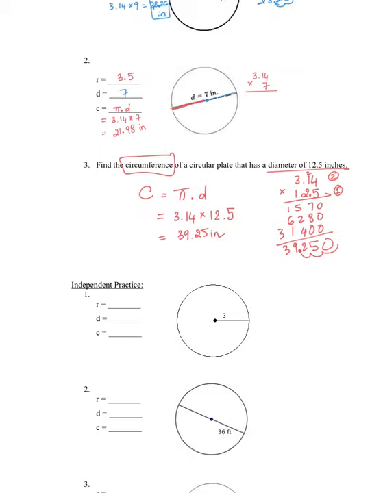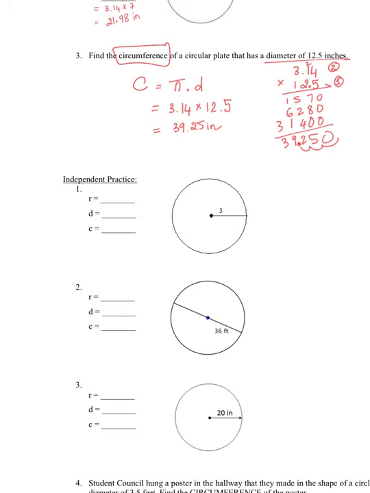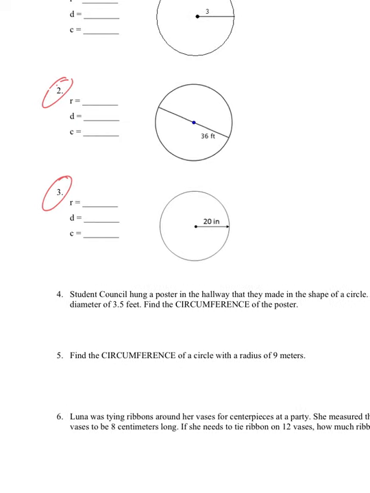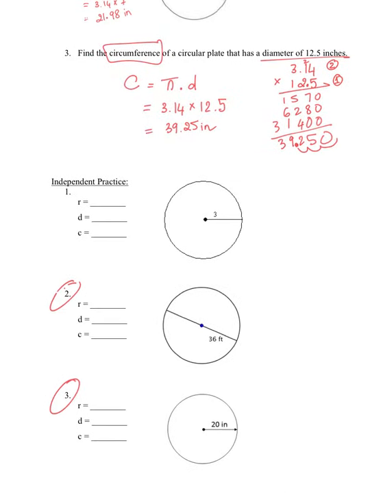Okay, independent practice. I'm gonna do one problem, and you're gonna solve problem 2 and problem 3 on your own. And then I'm gonna help you with the word problem. Problem number 1, they're giving you the radius is 3, diameter is double the radius, which is 3 times 2 is 6, and the circumference will be found using the formula pi times diameter. You are given a diameter, use the diameter.